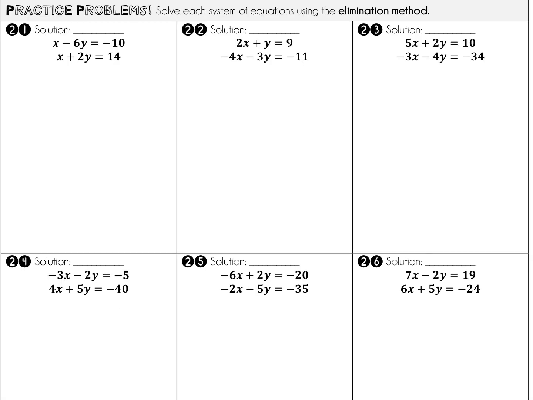Now, pause the video and try the last 6 practice problems below. Solve each system of equations using the elimination method and make sure you show your work.